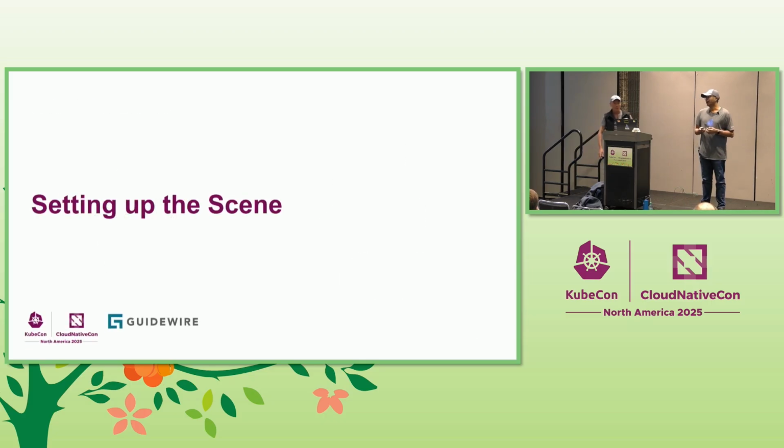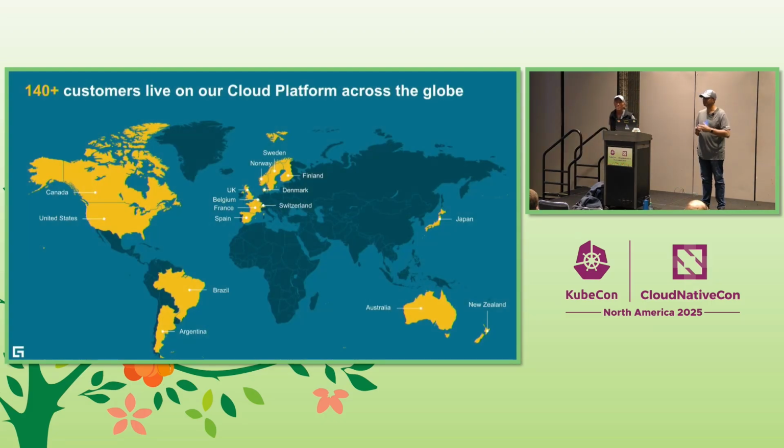Yeah. So setting the scene on what Guidewire does, we provide a software platform, and on top of that, we also provide a runtime platform for our customers. We have some of our customers right here sitting next to us. Glad to see you guys. But it is all built on Kubernetes, and we are present in all these regions. We have our clusters across these 140 plus customers.